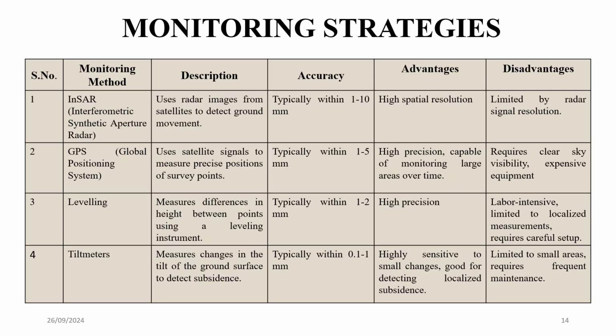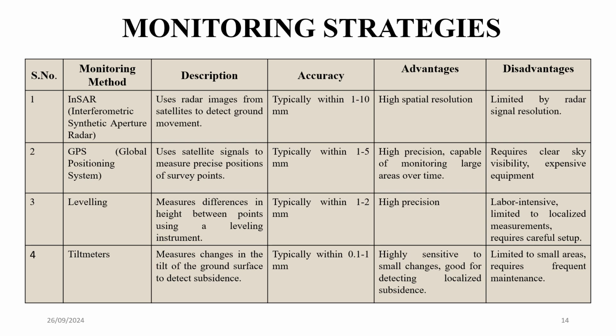Now let's examine some effective monitoring strategies, starting with InSAR, which is Interferometric Synthetic Aperture Radar. It uses radar images from satellites to detect ground movement. Its accuracy ranges within 1 to 10 mm. The advantage is that it has high spatial resolution, whereas the disadvantage is that it is limited by radar signal resolution.